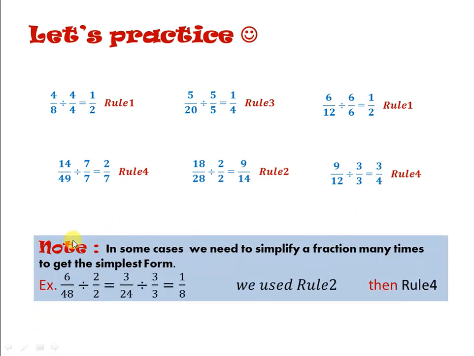Finally, please note, in some cases we need to simplify a fraction many times to get the simplest form. For example, 6 over 48. We have two even numbers, so we can use rule number 2. 6 divided by 2 is equal to 3. 48 divided by 2 is equal to 24. Now, it's still not the simplest form. Why? Because I have here a prime number and the other number can be divided by 3. So I can use rule number 4. If I have an odd and an even number, divide by 3 or 7. Let's divide by 3. 3 divided by 3 is equal to 1. 24 divided by 3 is equal to 8. And that's now the simplest form because I have 1, a prime number that is odd.